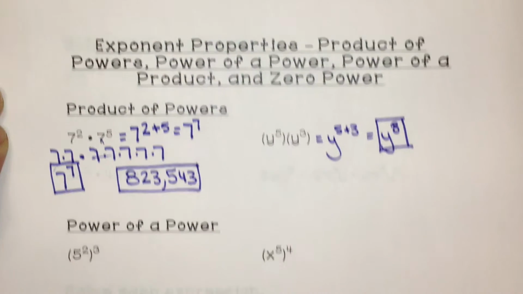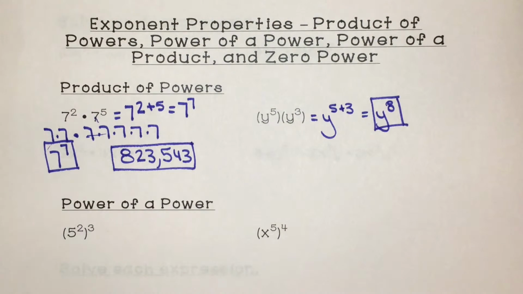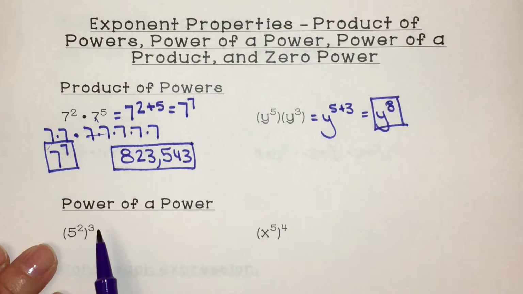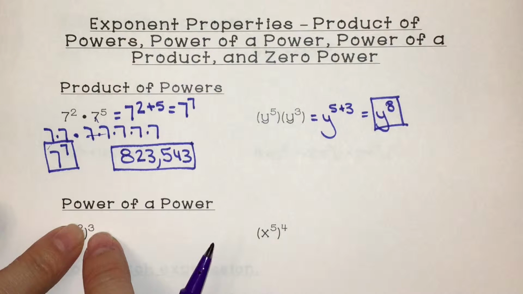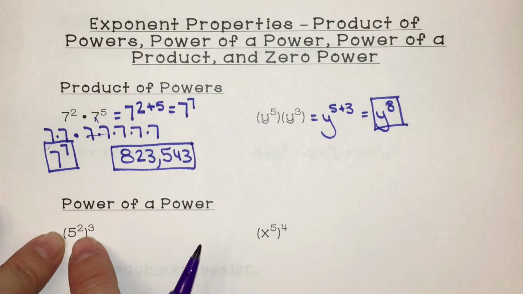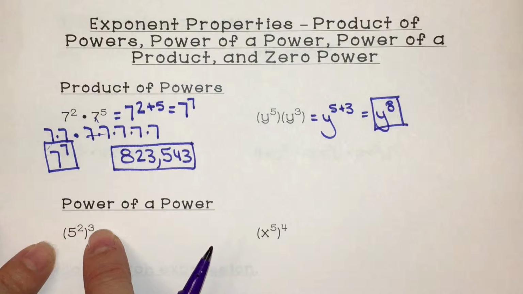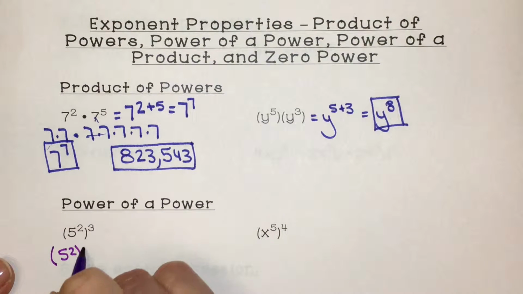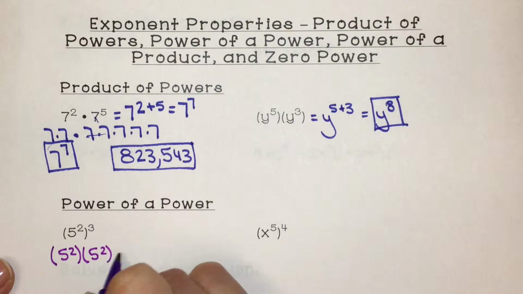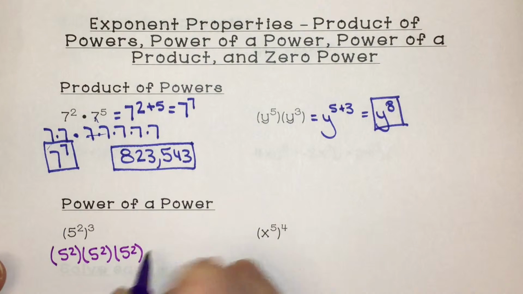Now we're going to look at power of a power. So this is when you have some number raised to a power, and that value is raised to another power. Okay, so this 3 on the outside tells us what's inside the parentheses needs to be multiplied by itself 3 times. So we can say 5 squared times 5 squared times 5 squared.